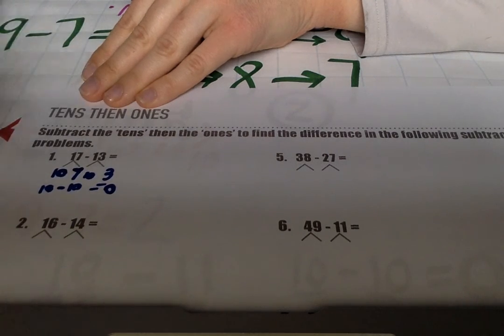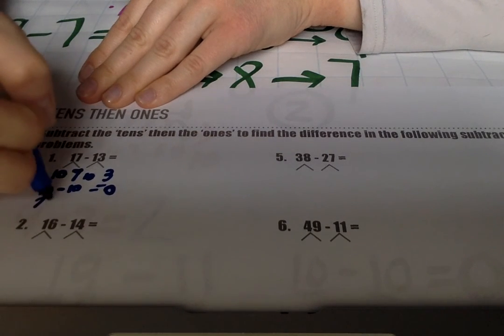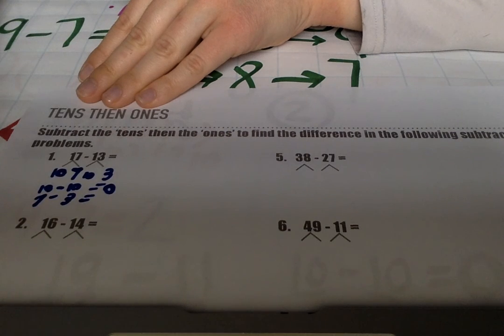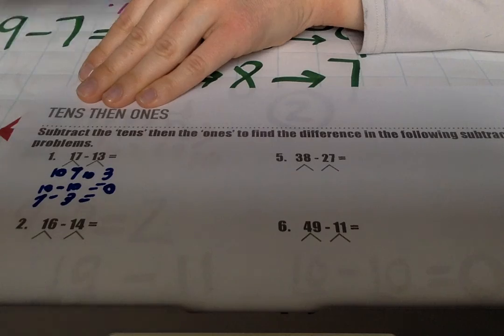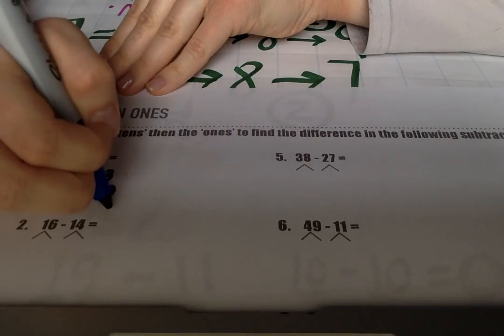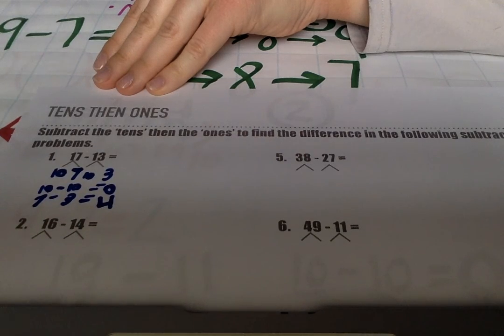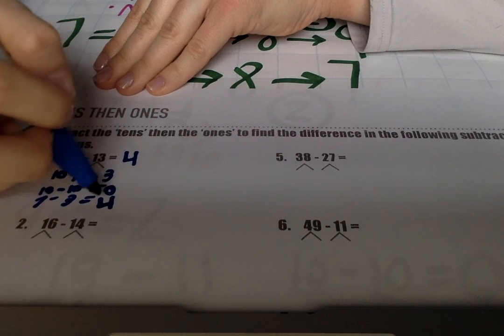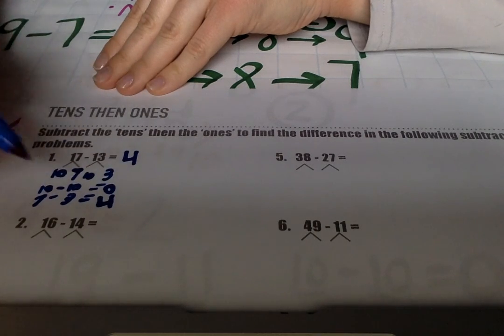Now we still have our ones to subtract, so now we have 7 minus 3 equals, and 7 minus 3 equals 7, 6, 5, 4. 4. So our answer is 4, because 0 and 4 are 4.